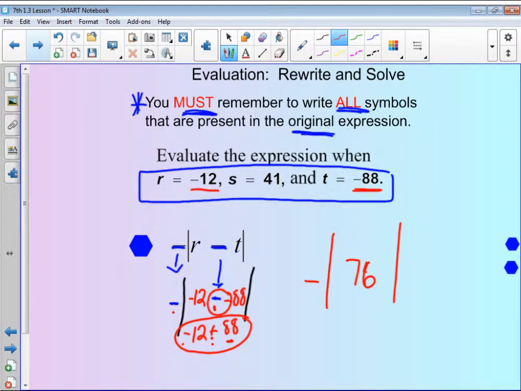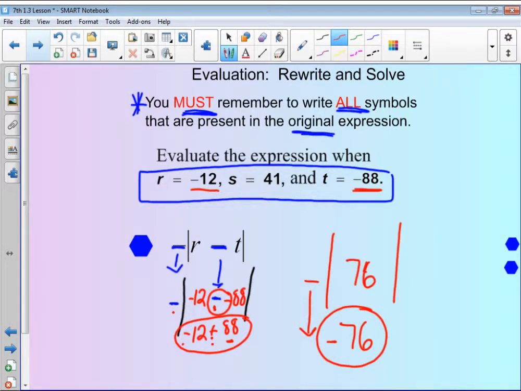Now when I go through and simplify, an absolute value of 76 is absolutely how far from 0? It is 76 places from 0. Now I apply that negative sign that's on the outside. Remember, we practiced that concept in lesson 1. So here, we're now going to apply our negative. This ends up being -76.